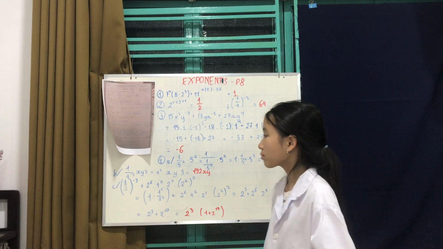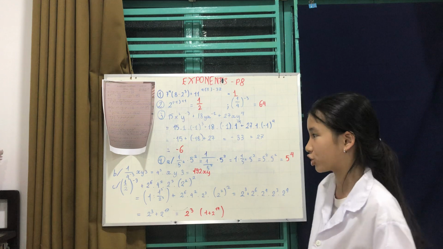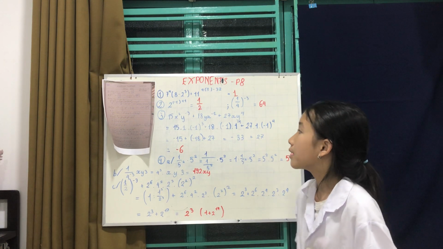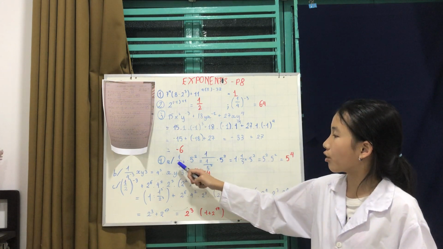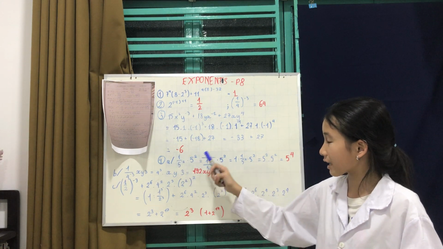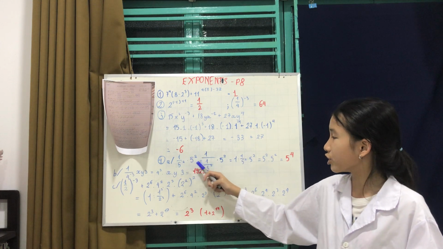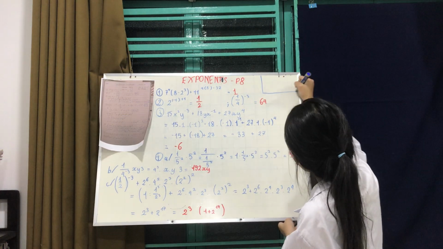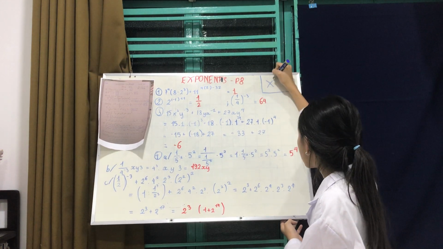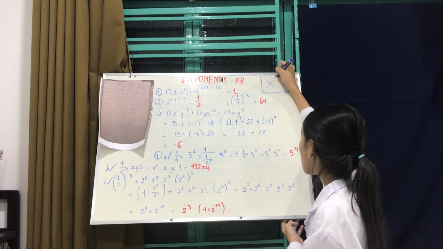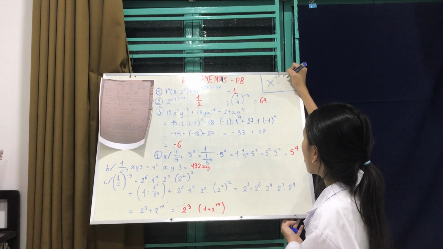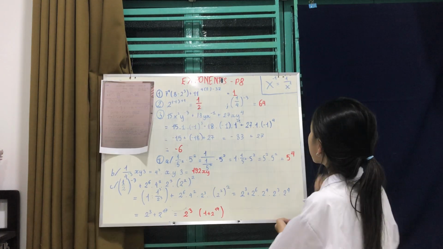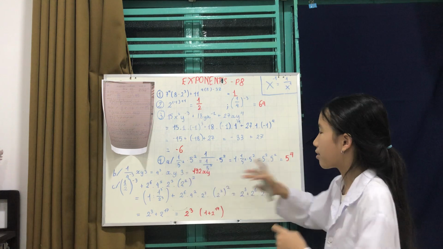Problem number 4 has 3 main questions. Problem A is 1 over 5 to the power of negative 2 times 5 to the power of 2. Just like I said before, let me give the formula here: x to the power of negative 1, for example, will equal 1 over x to the power of 1. And this applies here too.